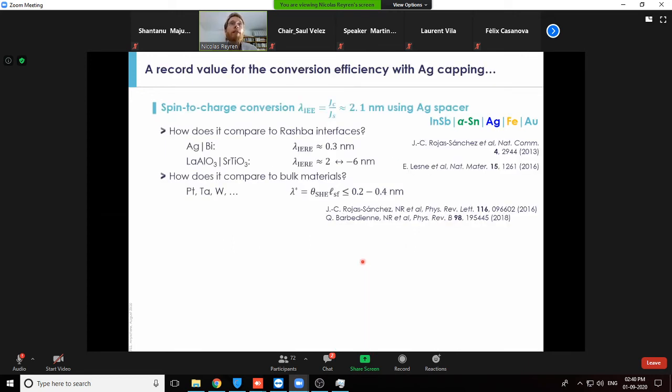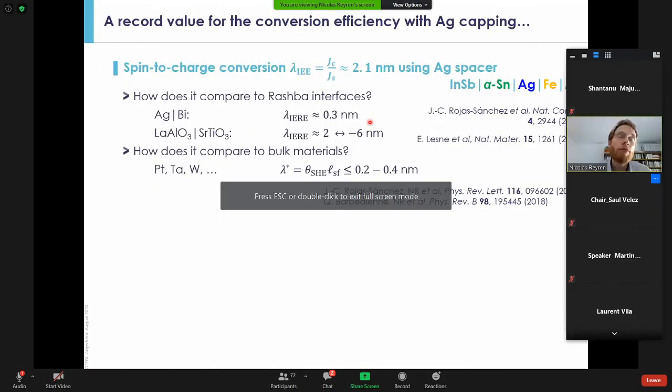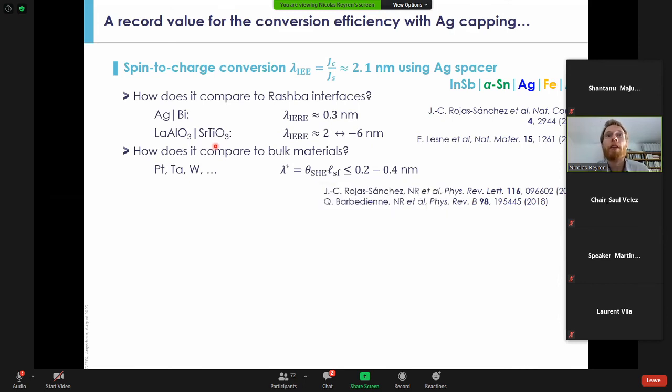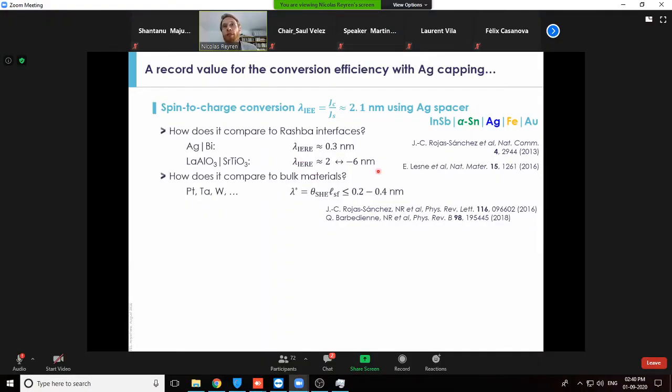Now, how good is it? The spin charge conversion length here is about 2.1 nanometer using the silver spacer. And we can compare it with the silver bismuth interface that was presented this morning, 0.3 nanometer, or the lanthanum aluminate strontium titanate interface, where you can modulate the Rashba effect and you get a length between 2 and -6 nanometer.